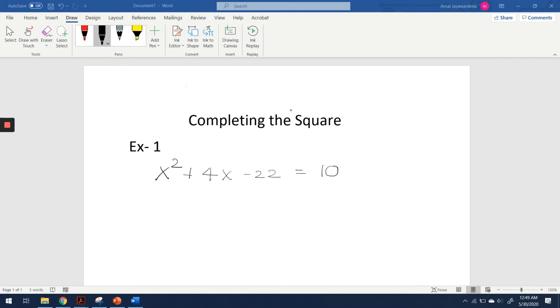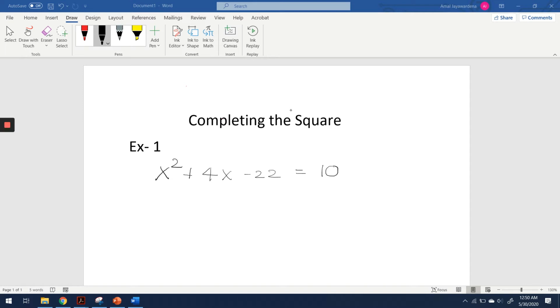Alright guys, so in this video I want to show you how to complete a square. So this is the example that I use to show you how to do this basic mathematical skill.